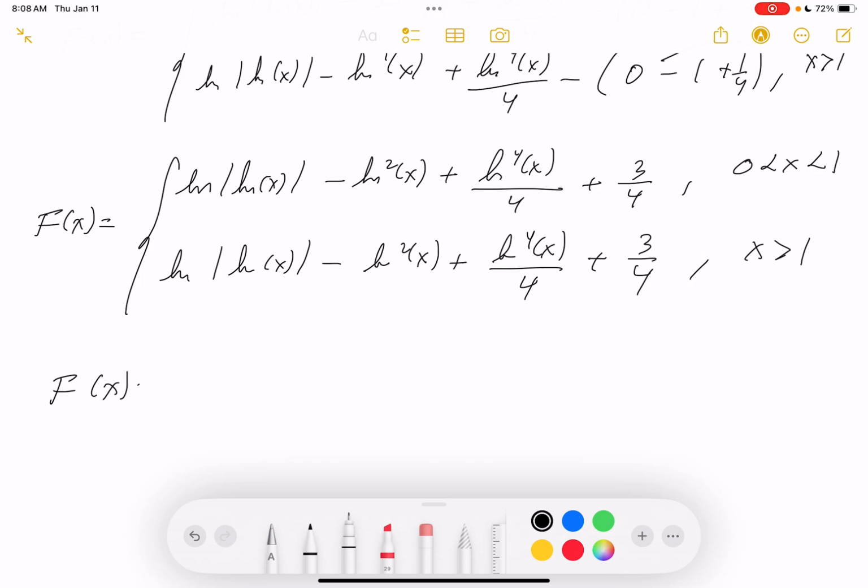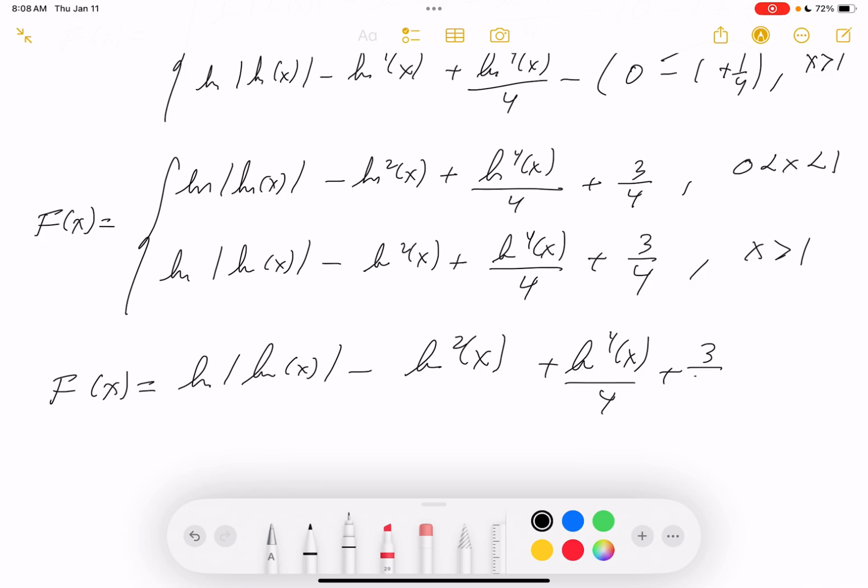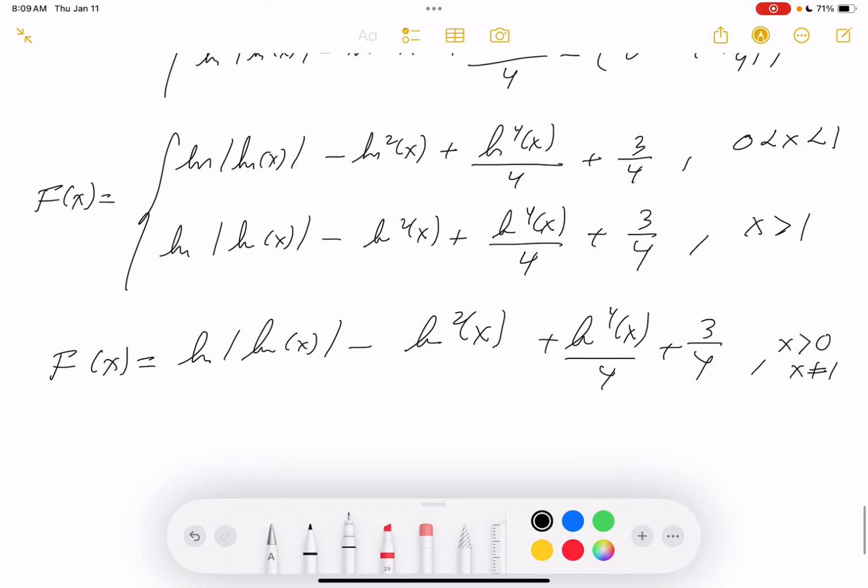I found that f of x is equal to the natural log, absolute value, natural log of x, minus the natural log squared x, plus the natural log to the 4th of x, over 4 plus 3/4. And what do I know about this over here? I know this is going to be good for when x is greater than 0, but x is not equal to 1. All right, greater than 0, but x not equal to 1.